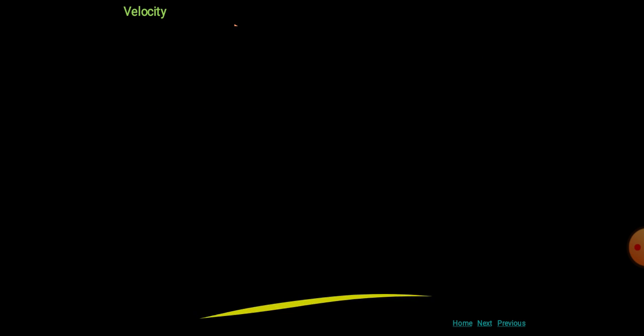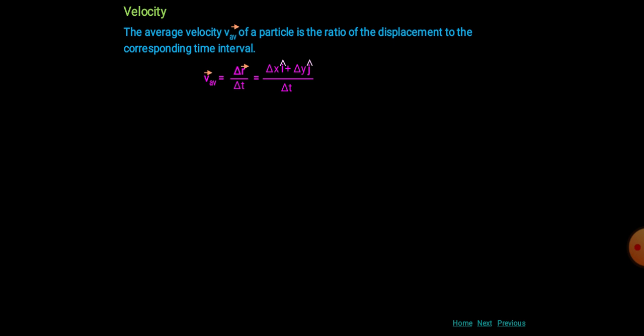Now let us try to understand the velocity. You already know the basic formula of velocity, that is the displacement upon time. Here v average, the average velocity we have taken, is nothing but delta r upon delta t. Now we have only just seen delta r is nothing but what? Delta x i cap plus delta y j cap upon delta t. So we have got the formula of v average. We can separate it. We can write delta x upon delta t i cap plus delta y upon delta t j cap.